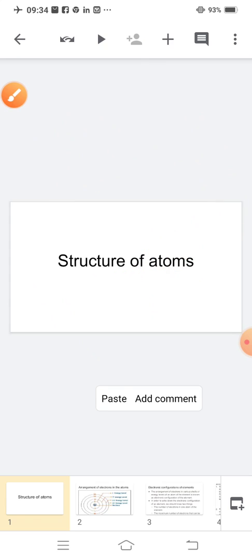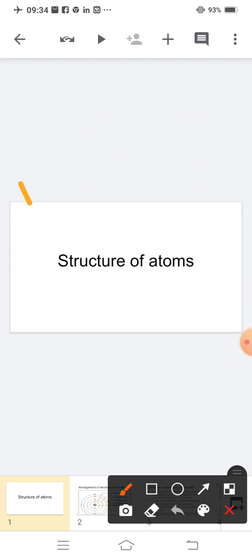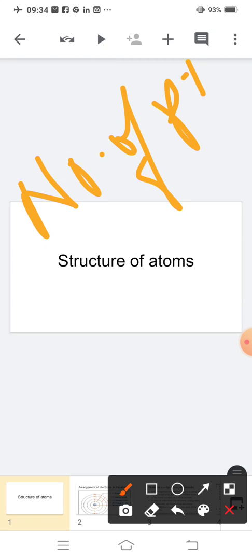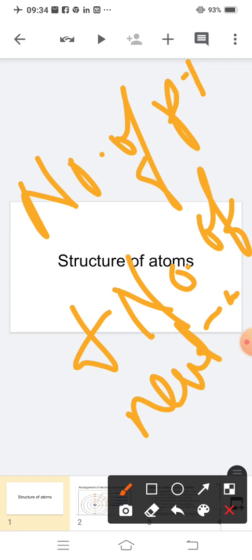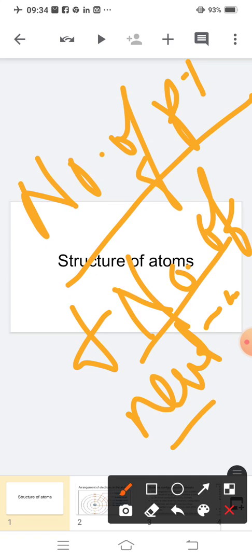Now, next is mass number. What do you mean by mass number? Basically, your mass number is equal to number of proton plus number of neutron. Mass number is equal to number of proton plus number of neutron.